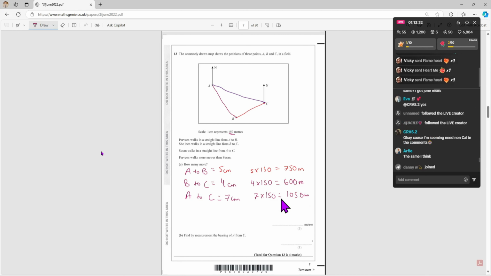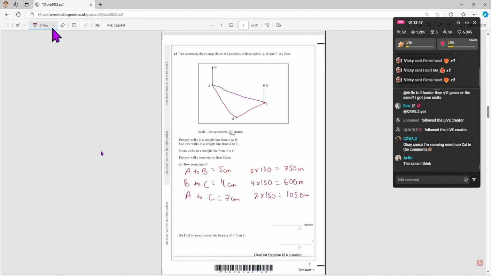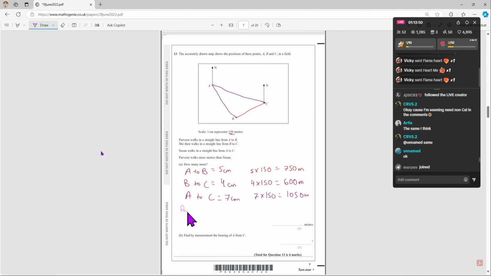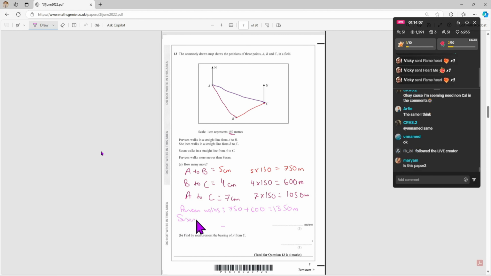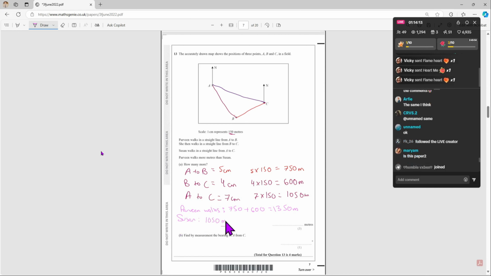Now, once we got that, we worked out the distance in real life. Now, we need to work out, first of all, how much Perveen walks. So, Perveen walks from A to B, from B to C. So, we have to do A to B, which is 750 meters, and then she walked another 600 meters, which will give you 1,350 meters, right? And then Susan, on the other hand, just walks from A to C, and she just walks 1,050 meters instead.